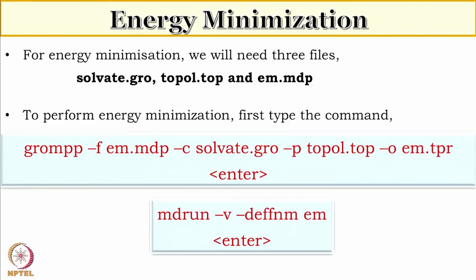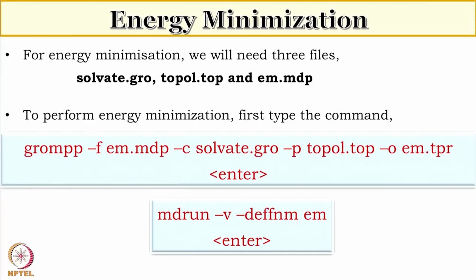So em is the final energy minimized configuration. This is the input molecular dynamics parameter file. This parameter file remains almost the same. The only thing we can change here is the cutoff length. That will be according to my box length. Right. So now to perform energy minimization, we will first need a TPR file.